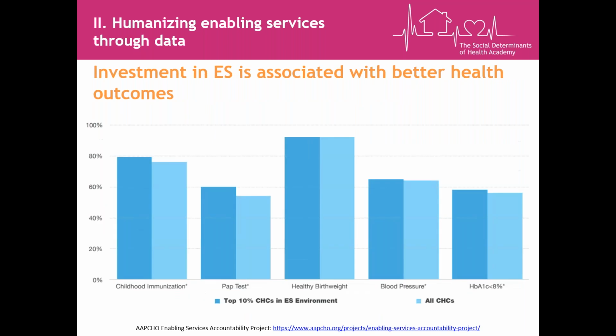Next slide, please. We also analyzed some recent UDS data and found that enabling services are a vital investment in preventive care. Here you'll see that we compared the top 10% of health centers that spend the most on enabling services across the country, and we compared them to the rest of the health centers across the nation. And this bar chart illustrates that enabling services staffing and costs are associated with better national quality measures, including higher rate of controlled diabetes, higher rate of controlled hypertension, higher cervical cancer screening rate, and higher childhood immunization rate.